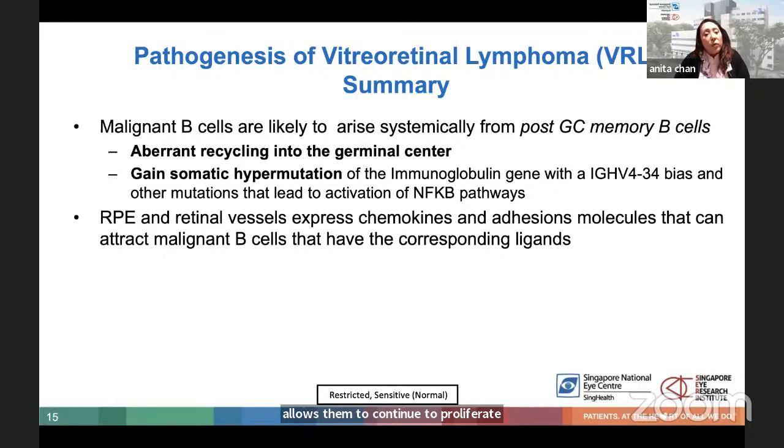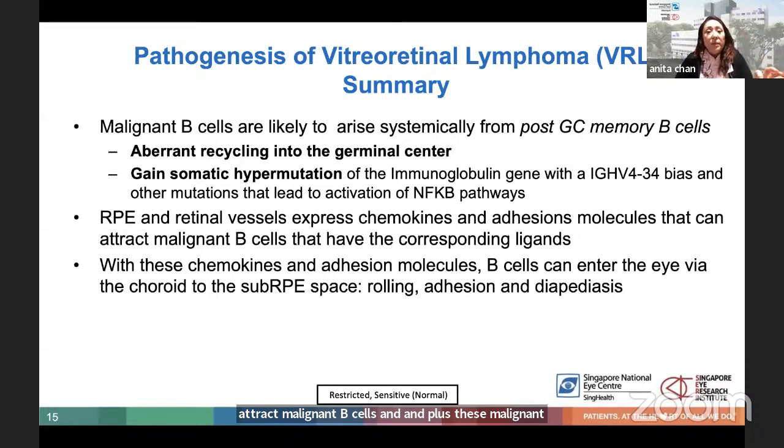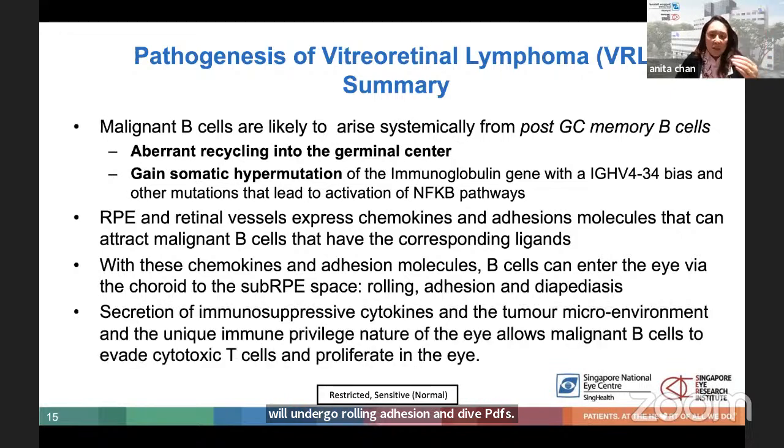abnormally. We know that the RPE and the retinal vessels express chemokines and adhesion molecules that can attract malignant B cells. And plus, these malignant B cells have the corresponding ligands to be attracted to these areas. And this is how they can home into the retina. On top of that, they will undergo rolling, adhesion, and diapedesis with these adhesion molecules to enter into the sub-RPE space or the perivascular space.